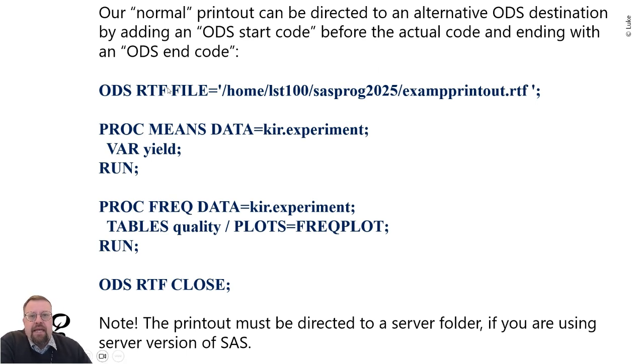So here we are stating that we want to direct our output into an RTF file that is under this folder, called examp printout.rtf. And this is just some things that we have already done before. So it's a descriptive statistics using proc means and a frequency table using proc freq. And here when we close it, then the RTF file will be closed and it's usable.